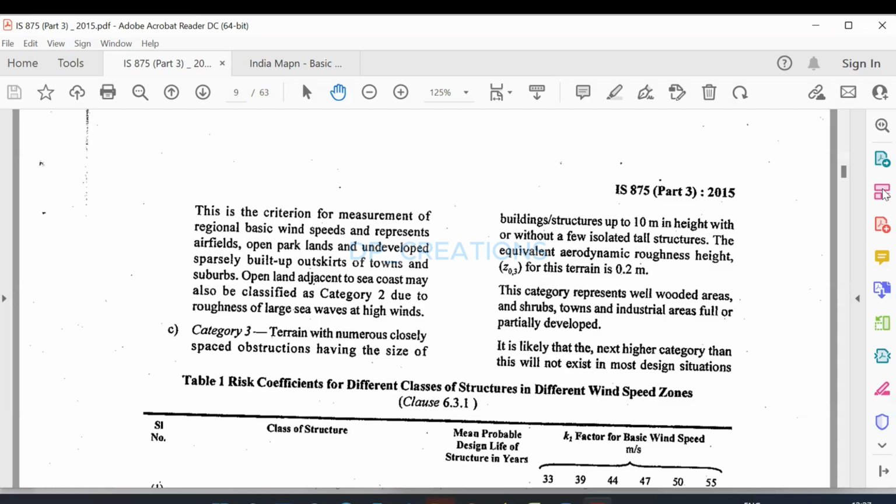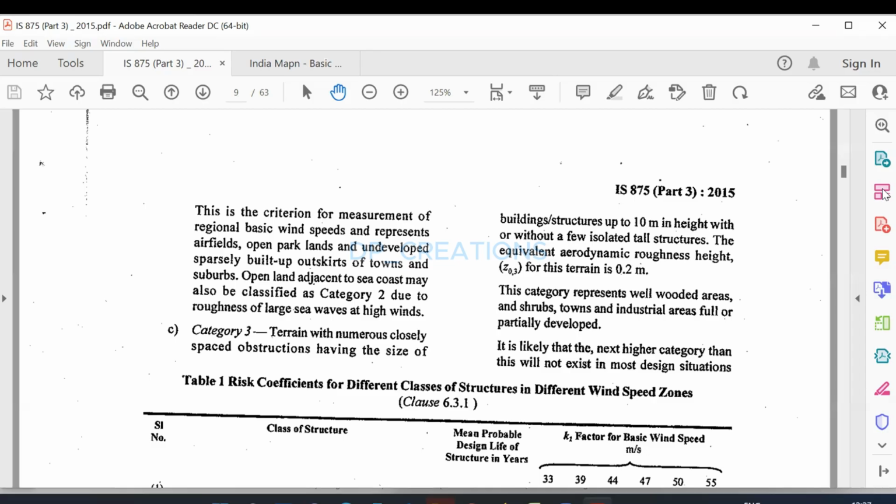Terrain with numerous closely spaced obstructions having the size of buildings, structures up to 10 meters in height, with or without a few isolated tall structures. The equivalent aerodynamic roughness length for this is 0.2 meter. This category represents well-wooded areas and shrubs, towns and industrial areas fully developed. It is likely that a category higher than this will not exist in most present situations.